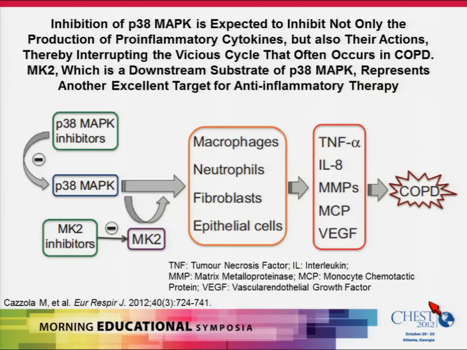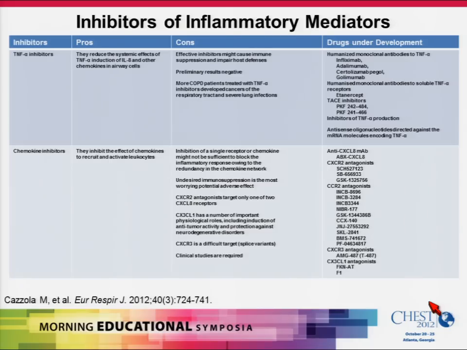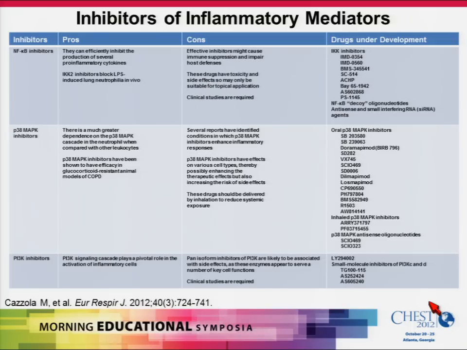And this is, in my opinion, another excellent target for anti-inflammatory therapy. We have also the possibility of influencing the phosphoinositide-3 kinase, and this is maybe a too specific target, and I don't know if this will be useful, but many companies are working on this target. In effect, you can see here, again, the long list of compounds that are under development with their pros and cons, and considering the single classes of compounds, I just show you, because of the time, all these possibilities.